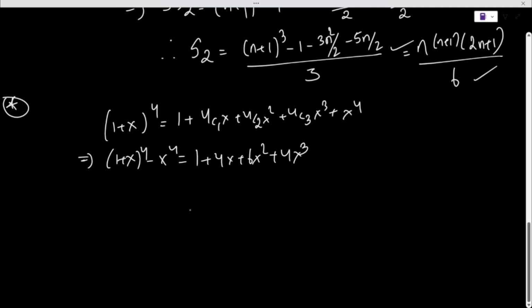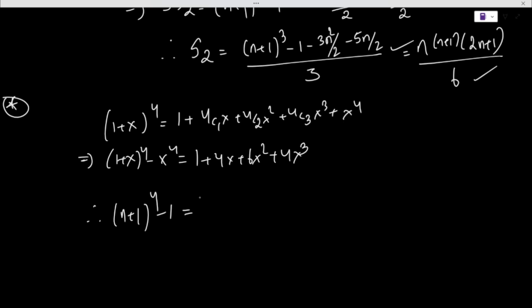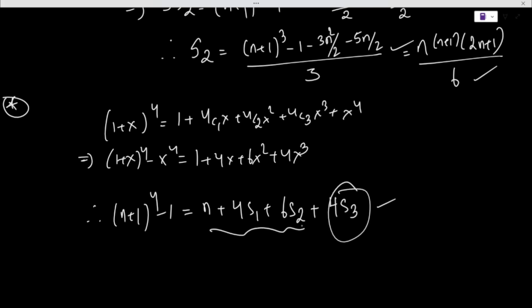Sum on both sides, and you would again be left with something like this: n plus 1 whole to the power 4 minus 1 is equal to, this 1 will become an n, this will become 4s1, this will become 6s2, and this is going to be 4s3. You can again find out 4s3 using all the previous values. I hope I made the point clear here of how to find out consecutive powers.